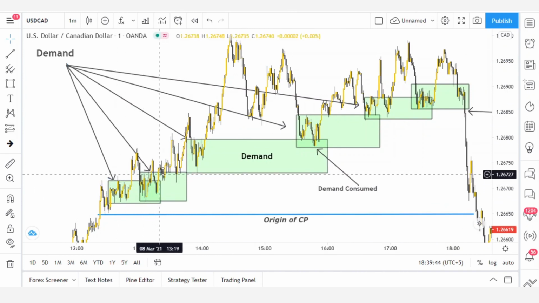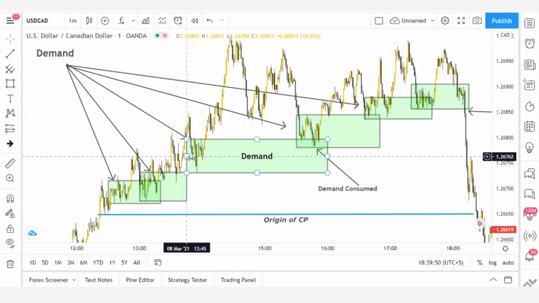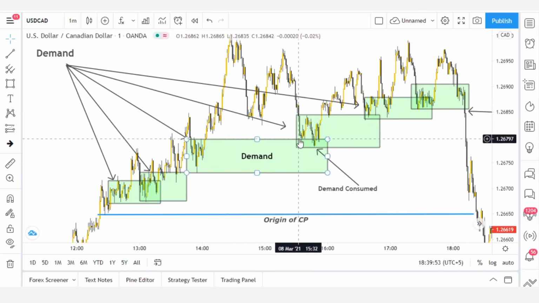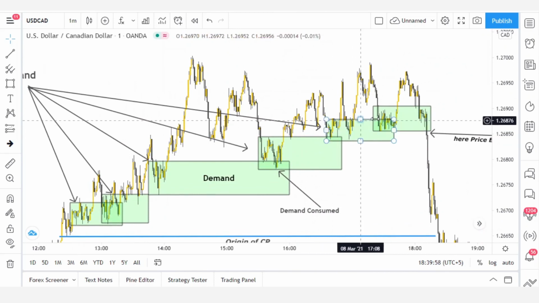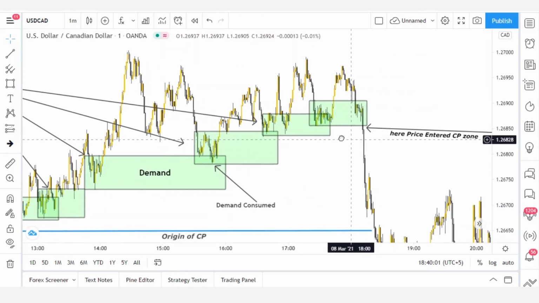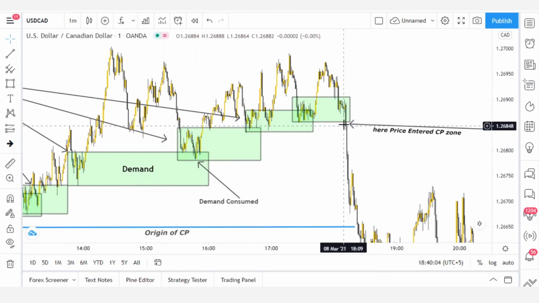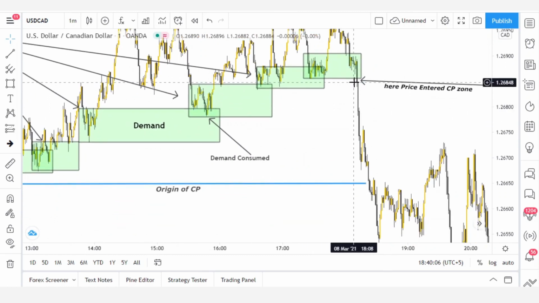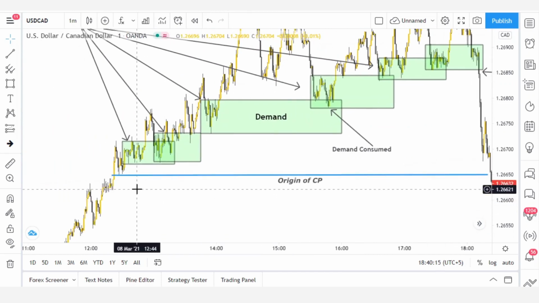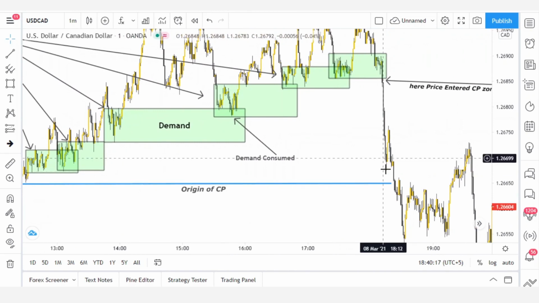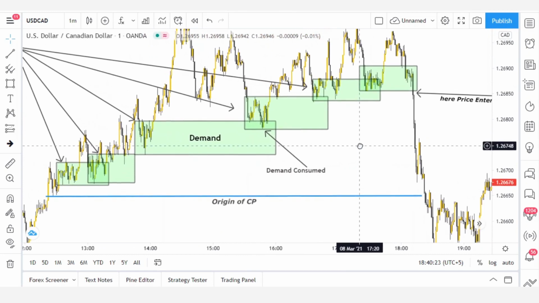Price retested it, and the next demand zone, price retested it, and the next demand zone, price came up and came down to retest it, and this demand zone, price retested it. And now here at this point price entered the CP zone and it came directly to the other end of the CP zone due to no demand and a large amount of supply. The start of compression will be called the origin of CP, and price will surely come to the origin of the CP after entering the CP zone due to no demand.